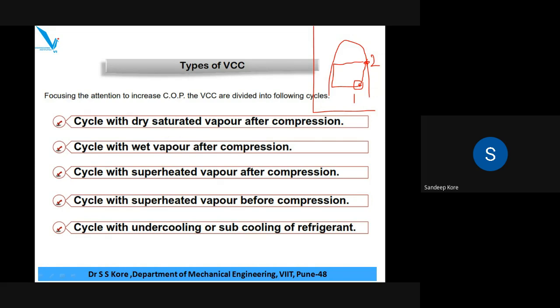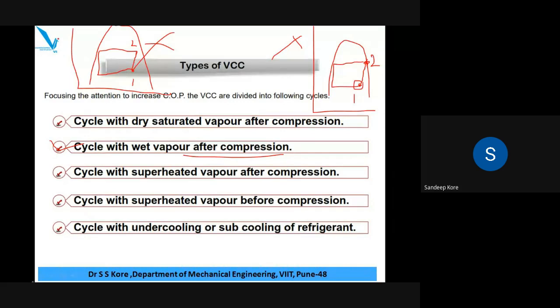Now the second case is a cycle with wet vapor after compression. It means that after compression also the vapor is in the wet region. Suppose this is the saturation curve. The first point is in the wet region, and the second point after compression is also in the wet region. Then we have cooling, condenser, expansion, and the cycle is completed. So this cycle is also not practically used.